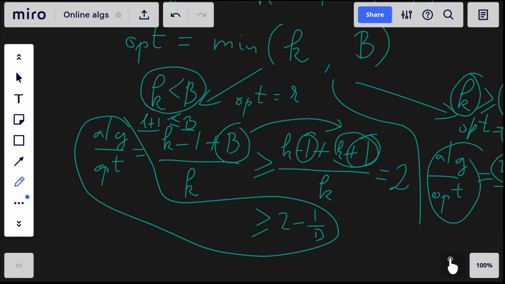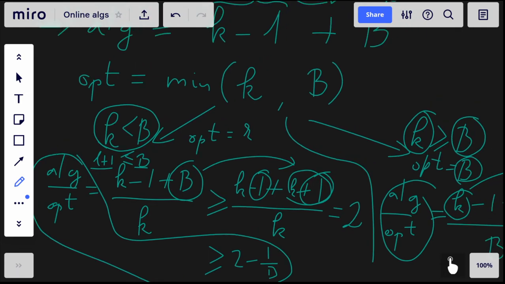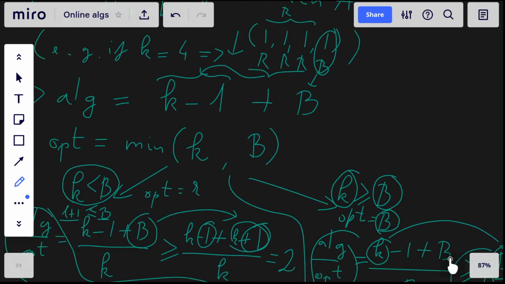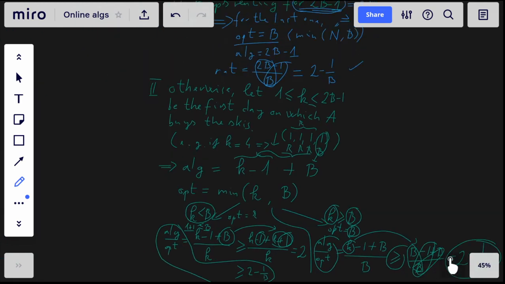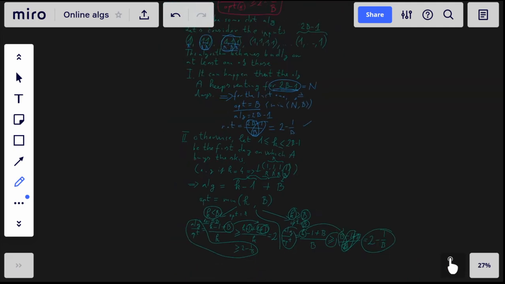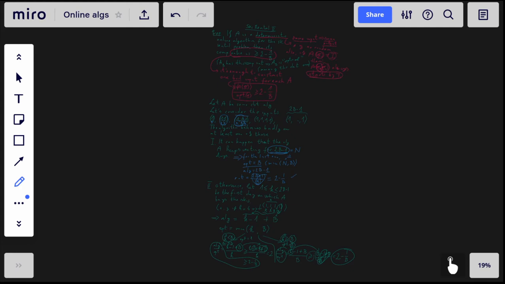Yeah, that's the important part, which proves our claim that 2 minus 1 over B is a lower bound for any deterministic algorithm's competitive ratio.